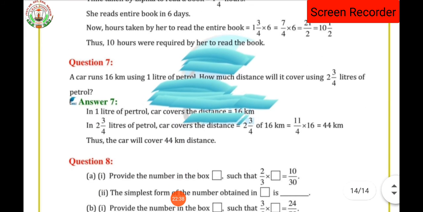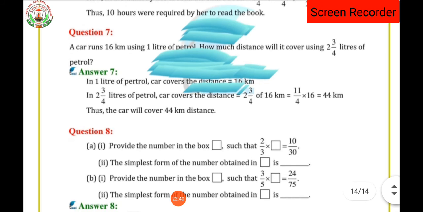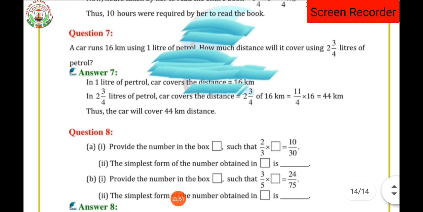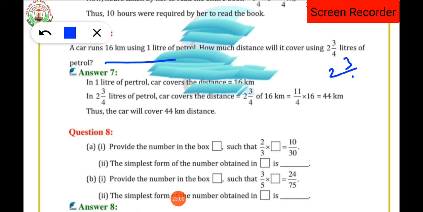Okay. Then next question. A car runs 16 kilometers using 1 liter of petrol. How much distance will it cover using 2 3/4 liters of petrol? So as we know, it covers 16 kilometers using 1 liter of petrol. 2 3/4 liters. That means 2 into 4 plus 3 upon 4. So it will be 8. 8 plus 3 will be 11.